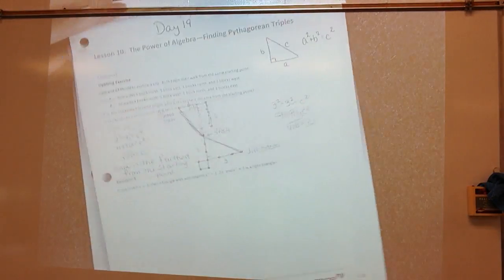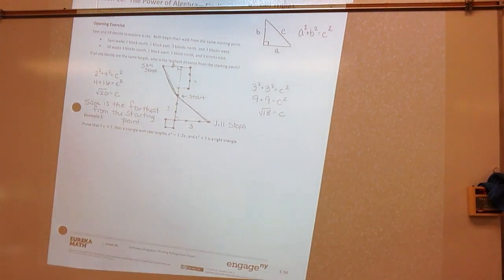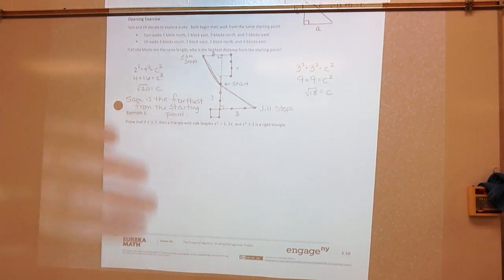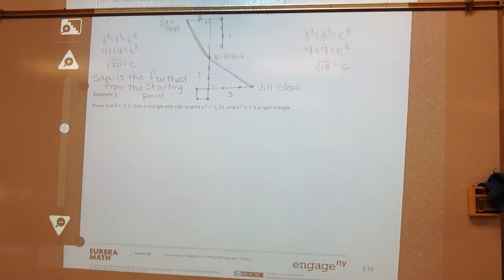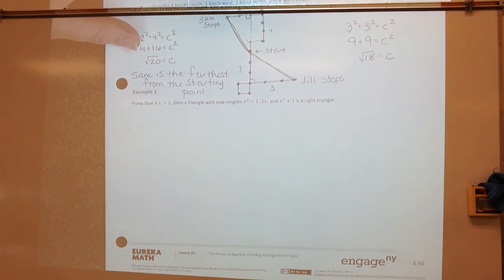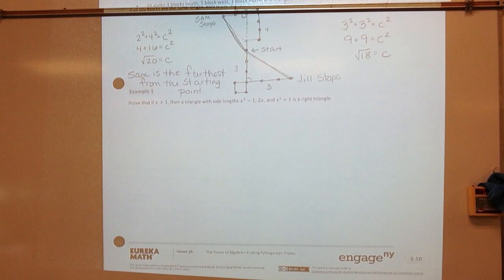Alright, so let's go to example number 1. Guys, you've got to follow along in this, because if you don't, you're going to get lost, and I do not want you lost. I'm going to walk you through this. The example says, prove that if x is greater than 1, then a triangle with side lengths x squared minus 1, 2x, and x squared plus 1 is a right triangle.